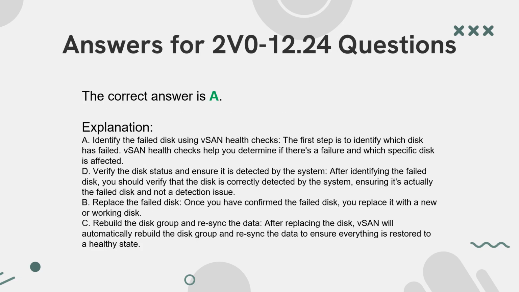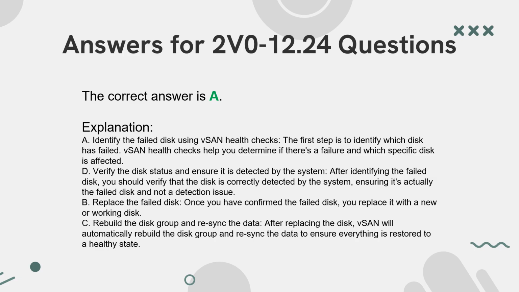The correct answer is A. Identify the failed disk using vSAN health checks. The first step is to identify which disk has failed. vSAN health checks help you determine if there's a failure and which specific disk is affected.